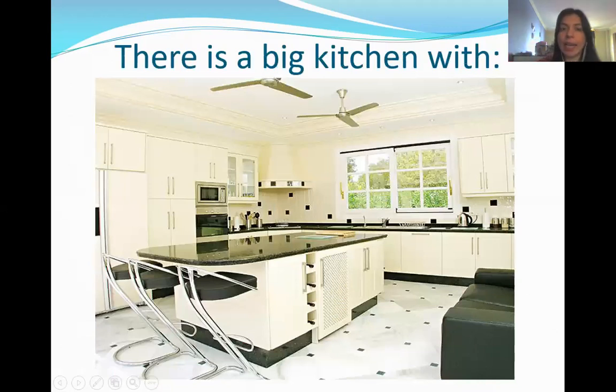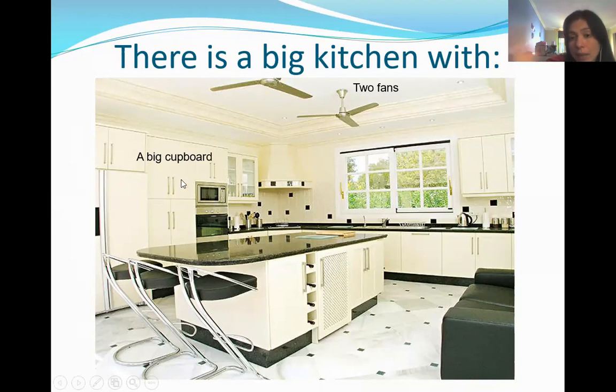There is a big kitchen with. Dice, hay una gran cocina con. There is a big kitchen with a big cupboard. Yeah, there is a big cupboard. 2 fans. Aquí podemos decir, hay una gran cocina con. Y vamos a ir diciendo lo que tiene. ¿Ya? There is a big kitchen with a big cupboard, 2 fans, ¿sí? 2 ventiladores. Aquí tenemos un gran armario, ¿sí? Que es para almacenamiento. 2 fans, 2 ventiladores.